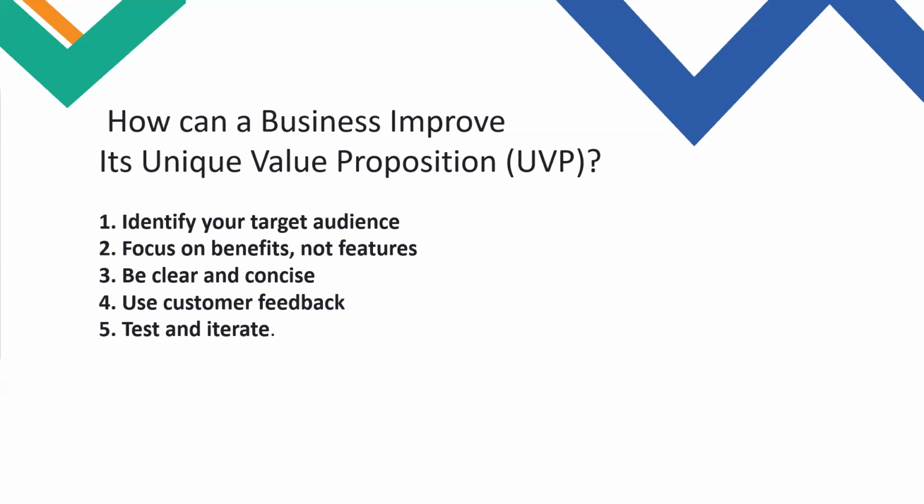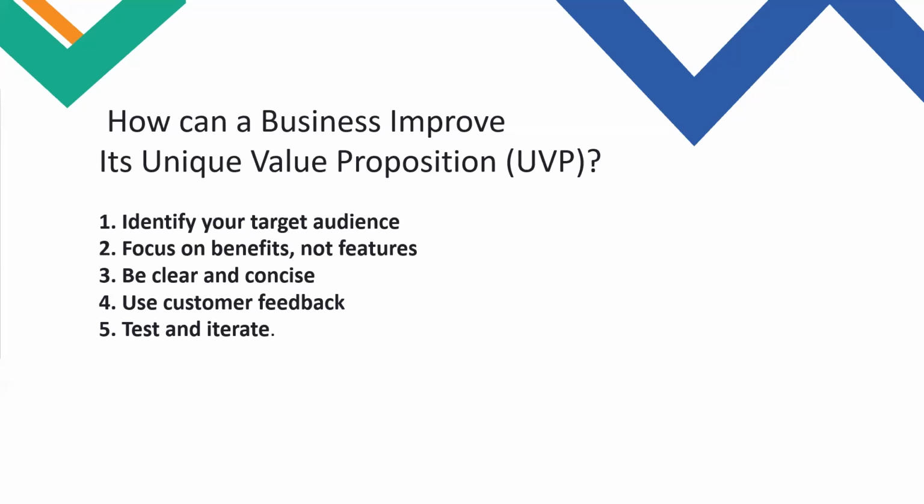Be clear and concise. A UVP should be easy to understand and communicate the unique value proposition in a few clear and concise sentences. Most importantly, use customer feedback. Soliciting feedback from customers can help to identify the most compelling benefits and language to use in a unique value proposition. And of course, test and iterate. A UVP is not a one and done process because it can be changed. It should be tested and refined over time to ensure it continues to resonate with its customers.